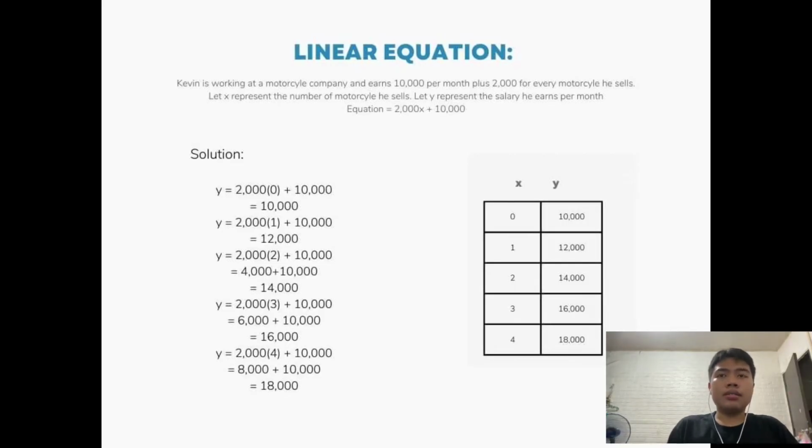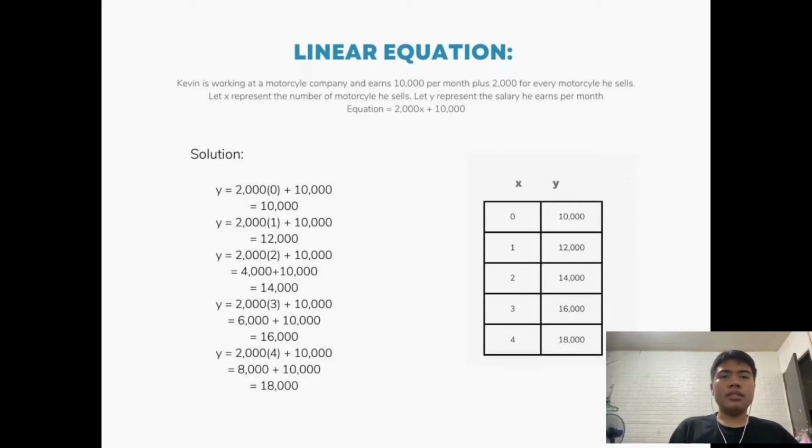For our linear equation, our word problem is: Kevin is working at a motorcycle company and earns 10,000 per month plus 2,000 for every motorcycle he sells. Let X represent the number of motorcycles he sells and let Y represent the salary he earns per month. And our equation is 2,000x, which is the variable, plus 10,000.